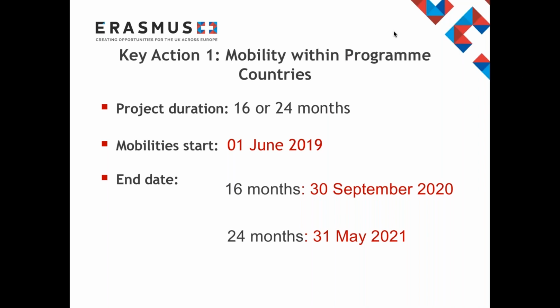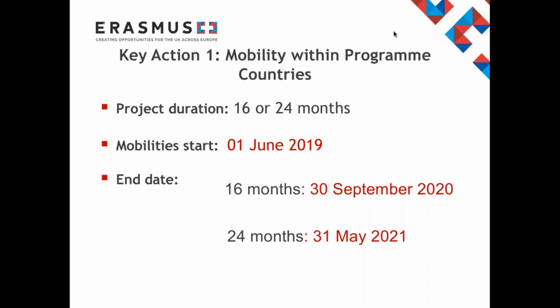Under Key Action 1, the aim is to ensure high-quality mobilities with maximum impact. For students, study placements should form part of the student's degree at a short cycle, such as foundation degrees or level 5 qualification; first cycle, which is bachelor or equivalent; second cycle, which is a master's or equivalent; and a third or doctoral cycle. Staff that are employed by a participating higher education institution can also participate in staff teaching or training mobilities.